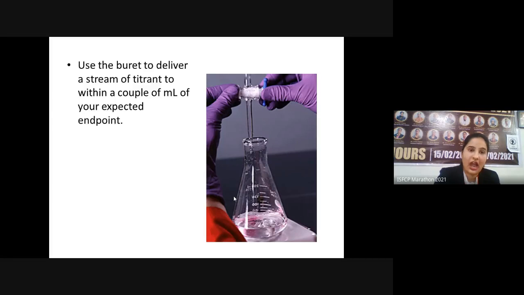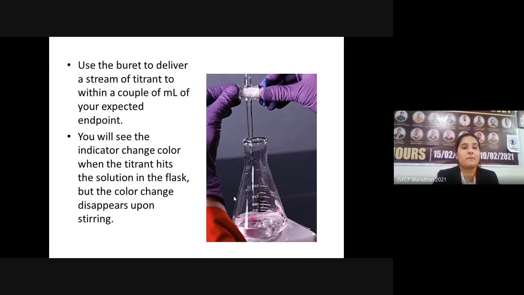After the addition of indicator, we can start with the addition of the solution from the burette. It should always be kept in mind that the addition from the burette should be done very slowly, with a few drops at a time. We should not open the tap fully, as it will always result in some type of error. The addition is always done drop by drop so that no error takes place.